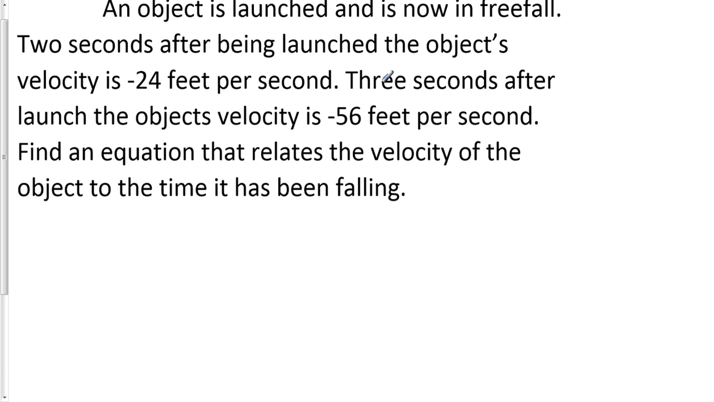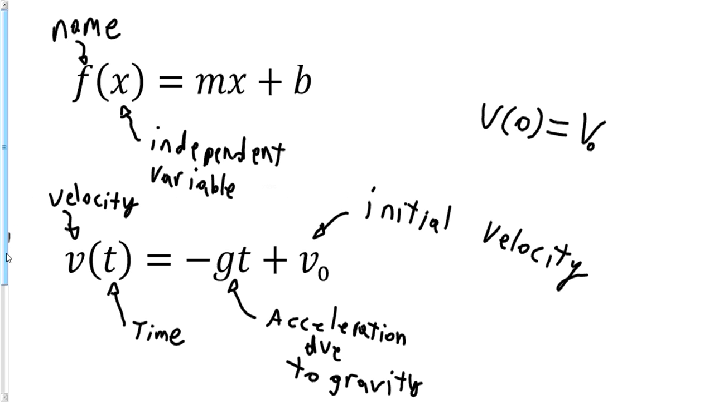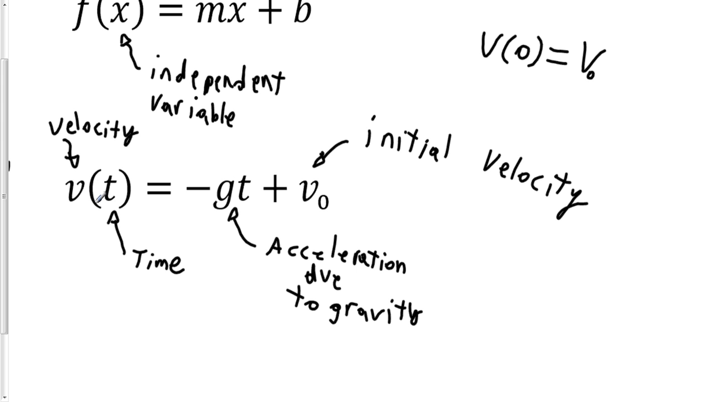All right, 3 seconds after launch, the object's velocity is negative 56 feet per second. And it says find an equation that relates the velocity of the object to the time it has been falling. Well, once again, what this symbol is telling me is that time is the independent variable, or the first coordinate in my ordered pair, and velocity, or speed with a direction, is the second component in my ordered pair.